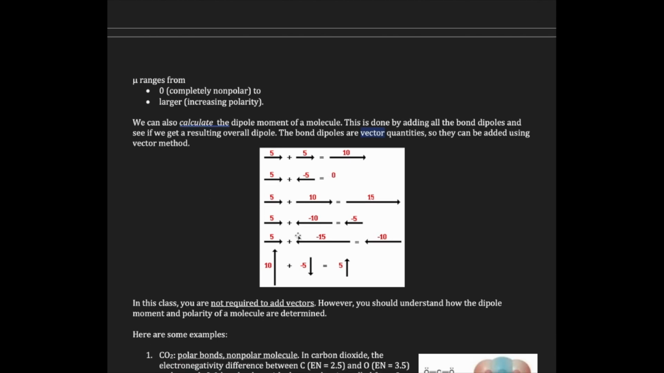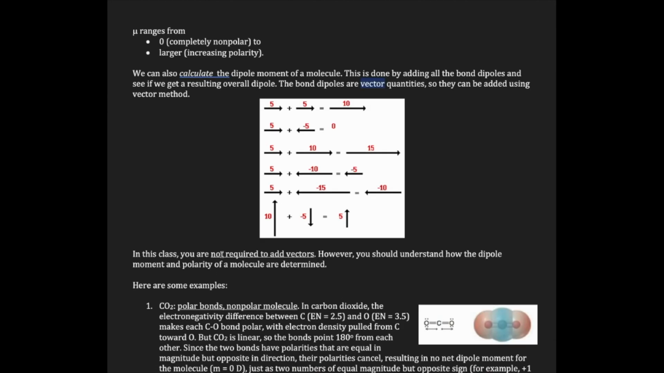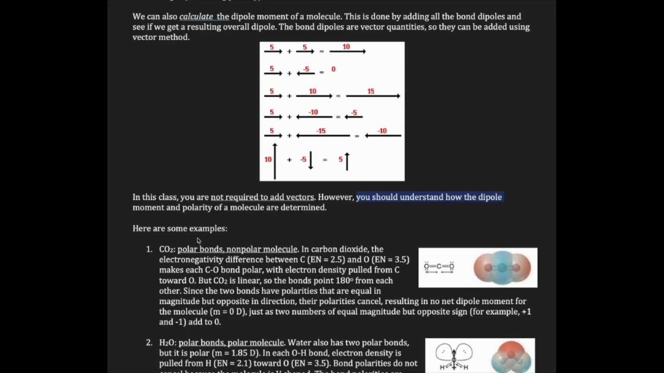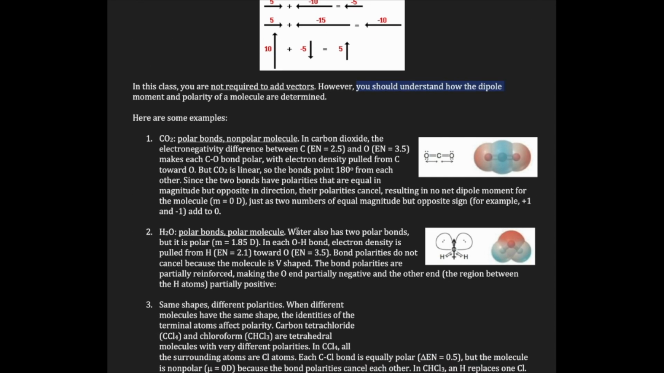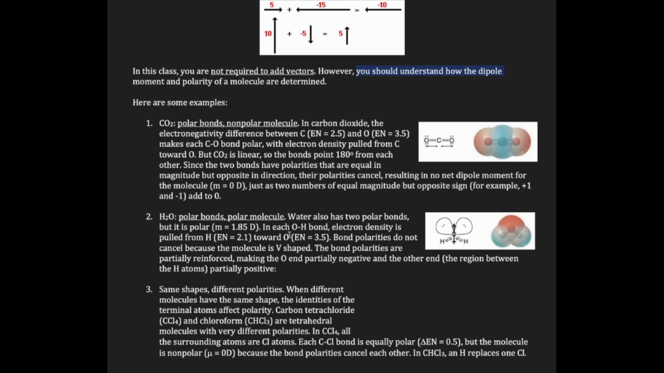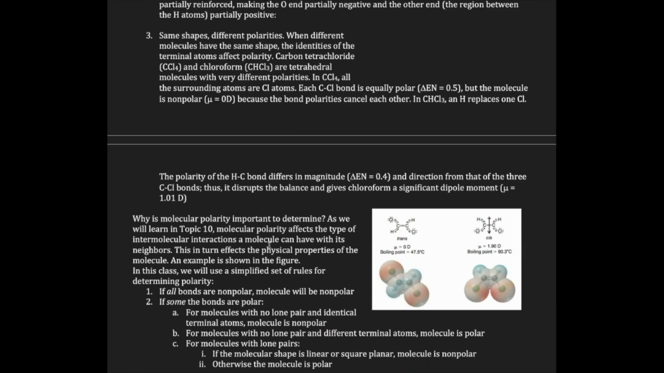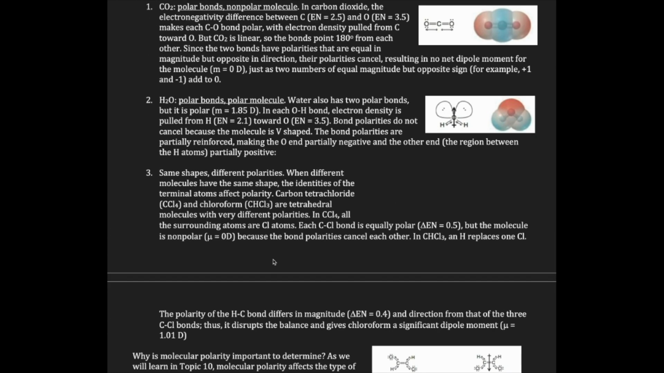Now, there is other information about how to add vectors, but the key thing to remember is you are not required to add vectors in this class. So that's the good news. However, you should understand how the dipole moment we get in different molecules can be used to predict the polarity of a molecule. Let me give you some examples to illustrate how these vectors are added up, and later I'll give you some simple rules you can use without knowing anything about vectors to determine the polarity of a molecule.